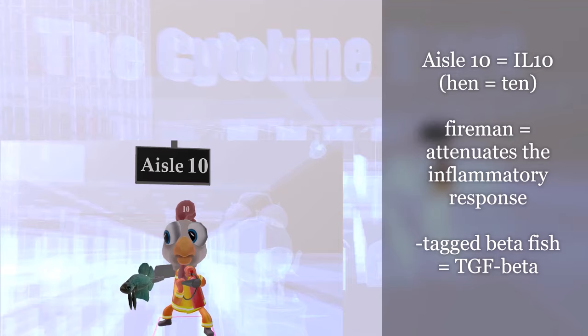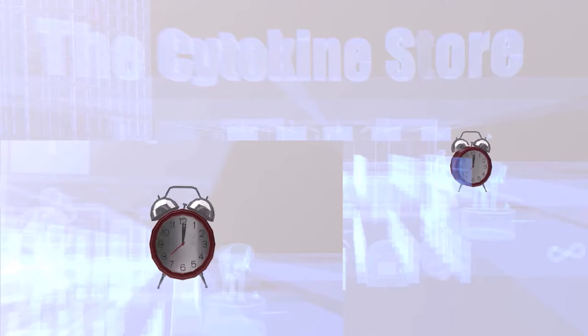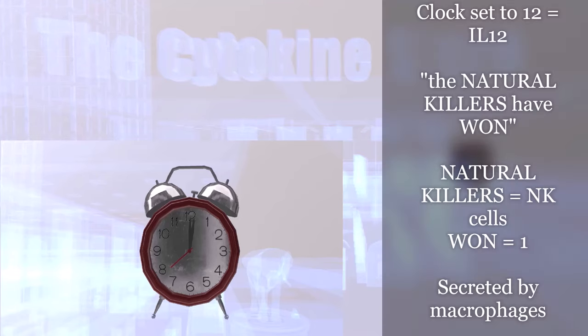I was now ready to move on to IL-12. There actually was no IL-12. It instead was a clock set to 12 o'clock. This reminded me of IL-12. And this clock wouldn't have a normal alarm. Instead, it would scream, "The natural killers have won! The natural killers have won!"